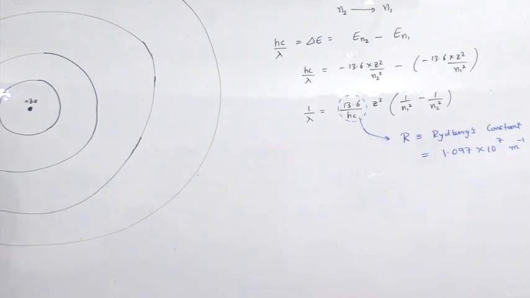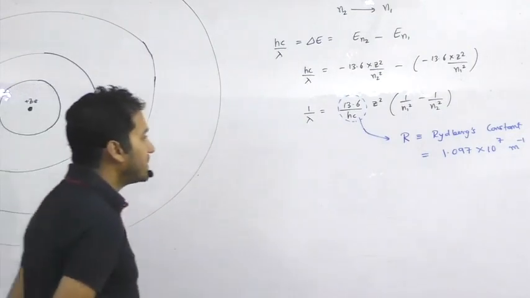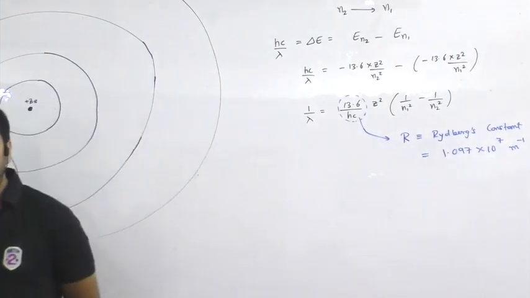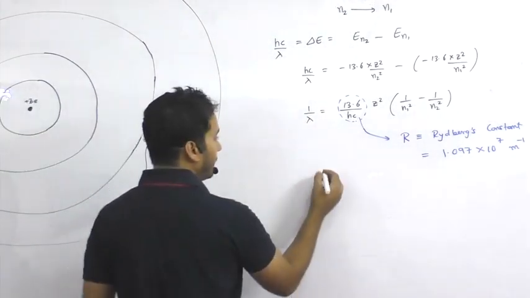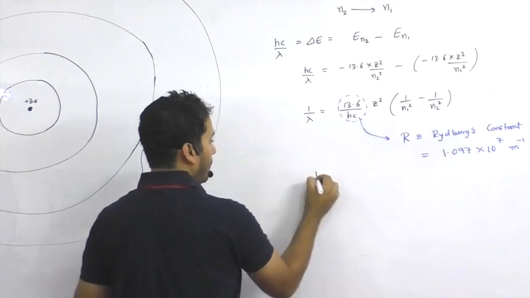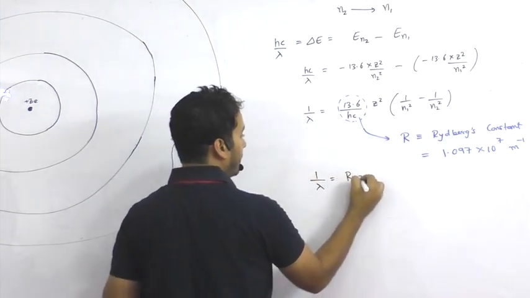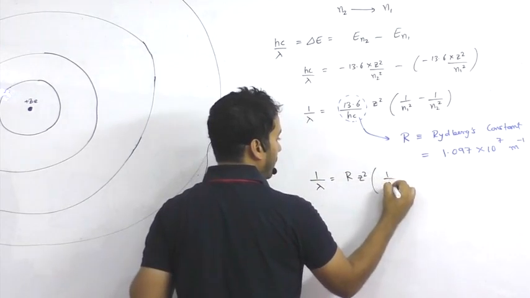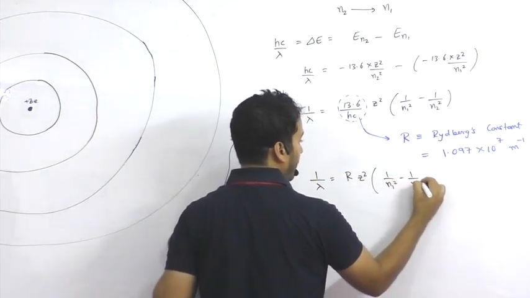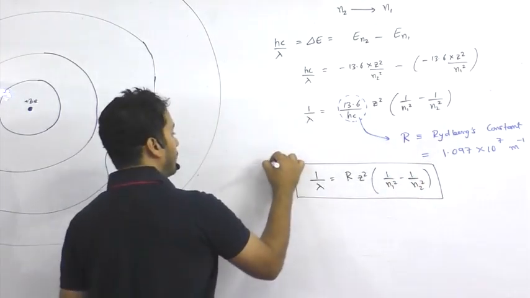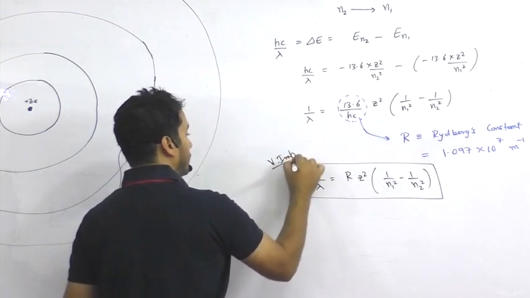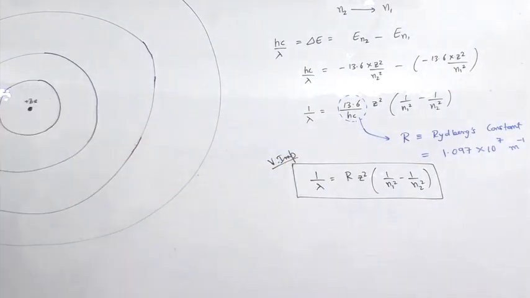1.097 into 10 power 7 meter inverse. This is R, which is also called Rydberg's constant. So we have a very neat formula that 1 by lambda is R Z square, 1 by n1 square minus 1 by n2 square. Very, very important. You will get numericals on this formula in every exam. Whatever first term unit test, whatever happens in school, you will definitely get a question on this formula.